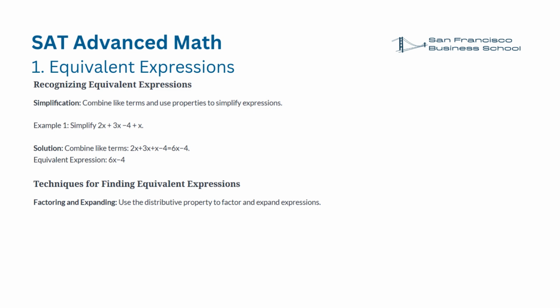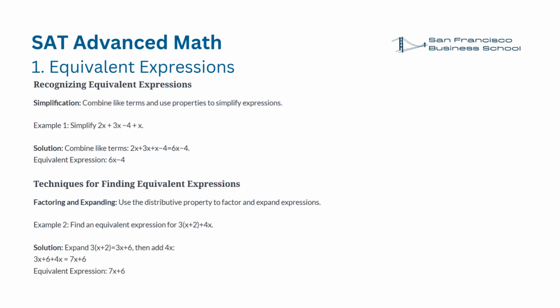Factoring and expanding. Use the distributive property to factor and expand expressions. Example 2. Find an equivalent expression for 3 times (x plus 2) plus 4x. Solution: expand 3 times (x plus 2) equals 3x plus 6, then add 4x. 3x plus 6 plus 4x is equal to 7x plus 6. Equivalent expression: 7x plus 6.